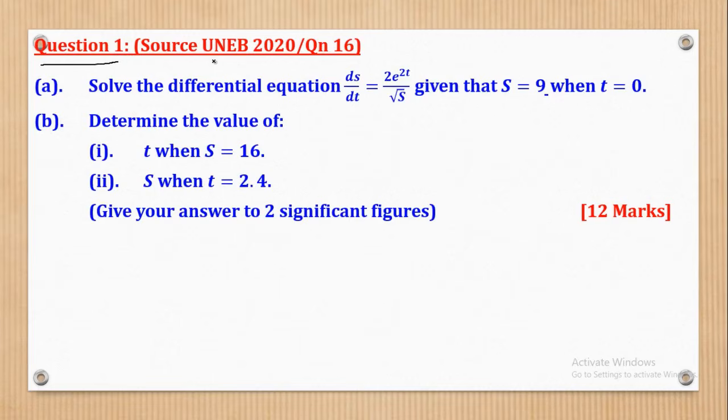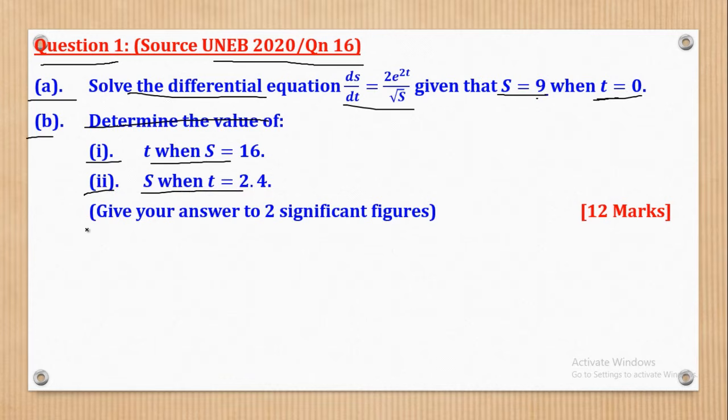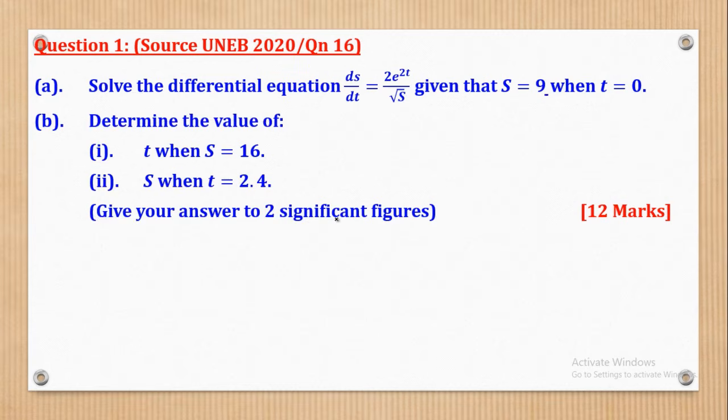Question 1 came from UNEB 2020, paper 1, question 16, and says, part A, solve the differential equation this, given that s is equal to that and s is equal to that when t is equal to 0. And part B, determine the value of (i) t when s is equal to 16 and (ii) s when t is equal to 2.4. Give your answer to two significant figures.